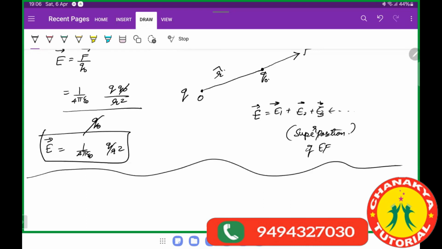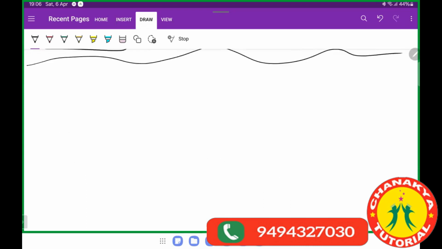Now next is electric force. We saw the electric line of force, electric lines of force.